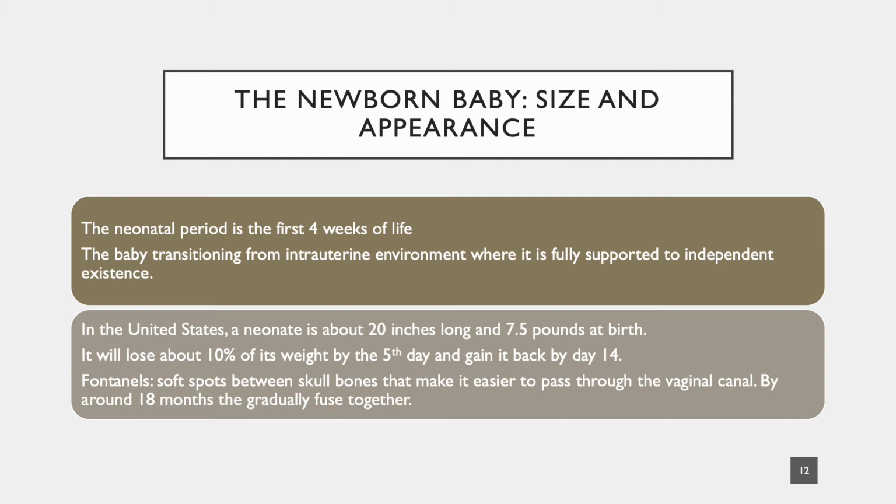Let's talk a little bit about size and appearance. The neonatal period is the first 4 weeks of life. The baby is transitioning from the intrauterine environment, where it's fully supported and dependent on mom, to an independent existence. In the United States, a neonate is about 20 inches long and 7.5 pounds at birth.